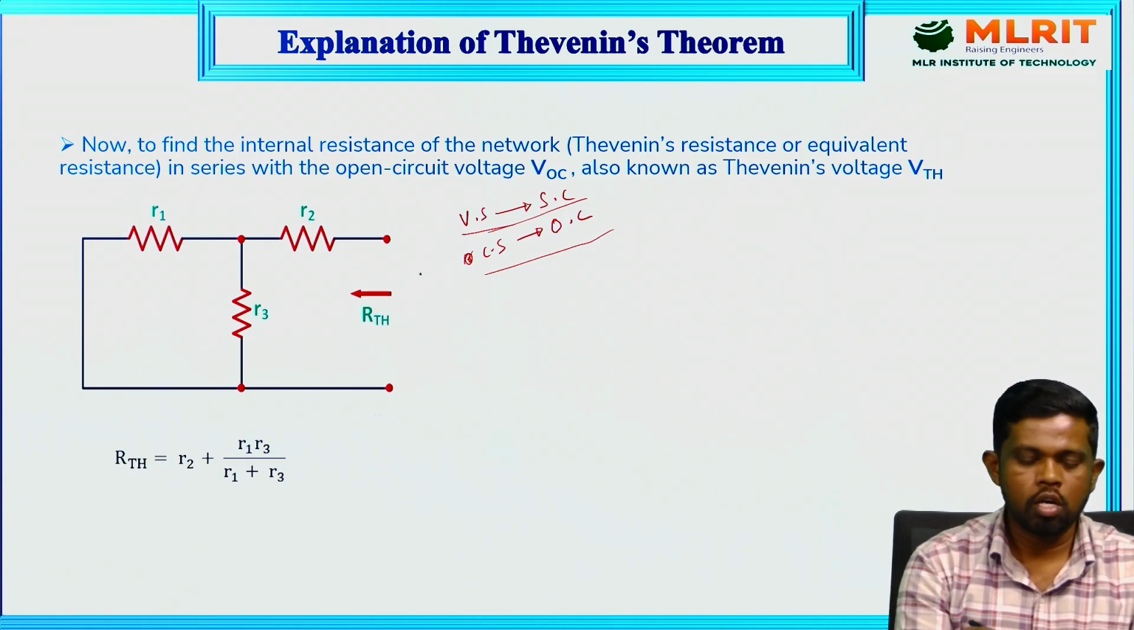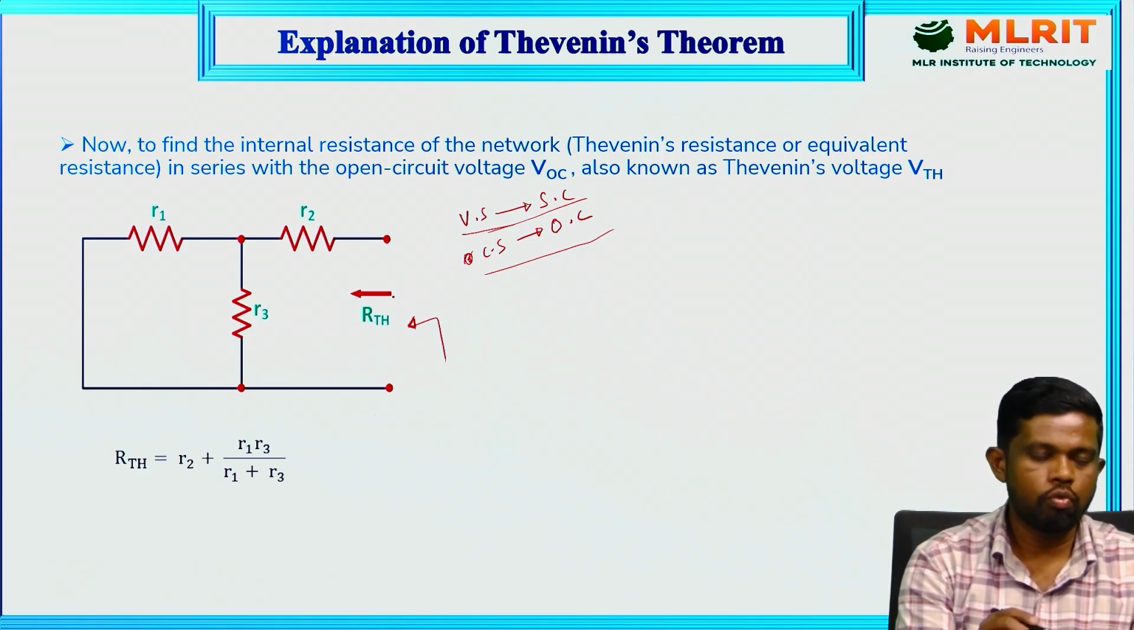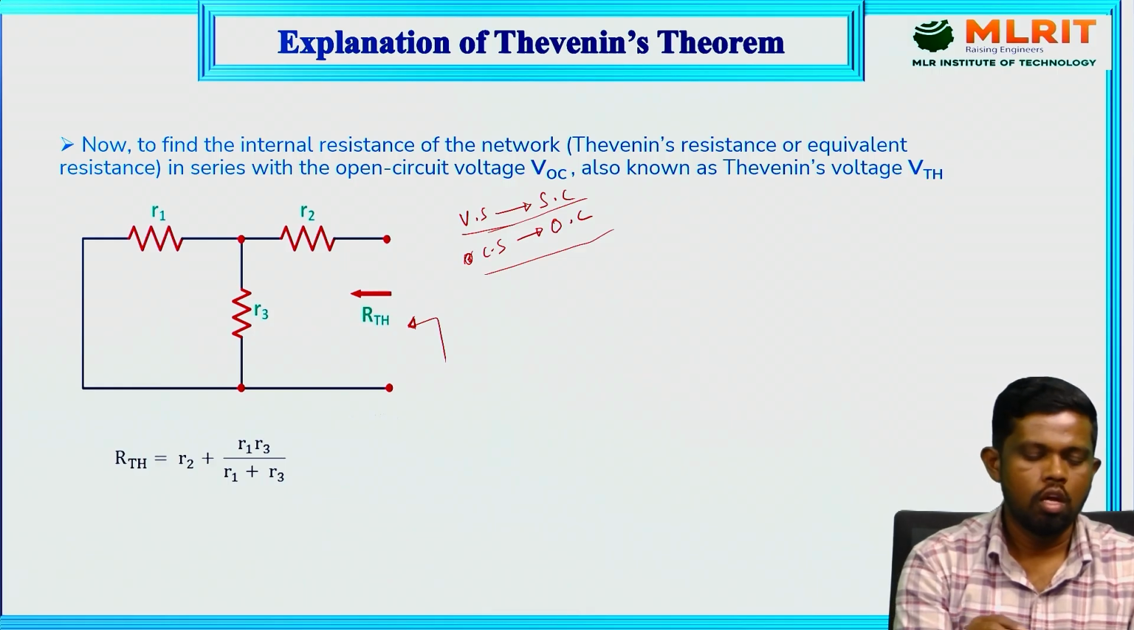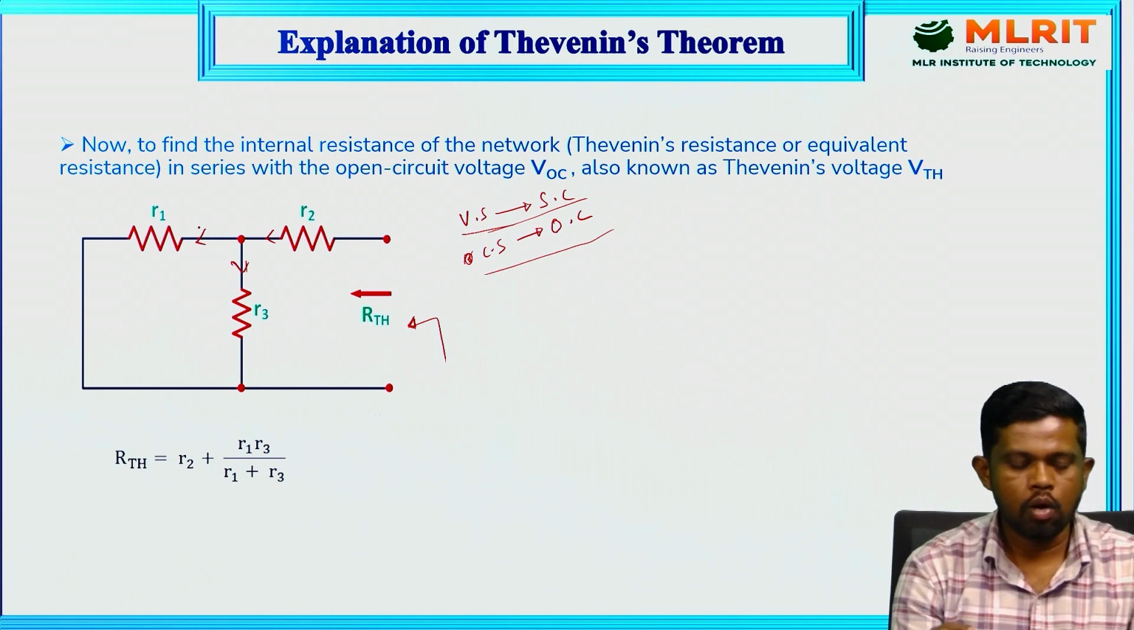Then the corresponding resistance between the open terminals should be found. So equivalent resistance means we need to find out the series and parallel combination. For that, assign a dummy source here that delivers some current. The current travels towards R2 and divides between these two. Based on this, R1 and R3 are in parallel and the combination is in series with R2. I mean R1 in parallel with R3 and the whole combination is in series with R2.